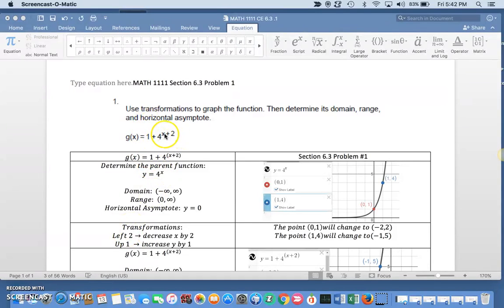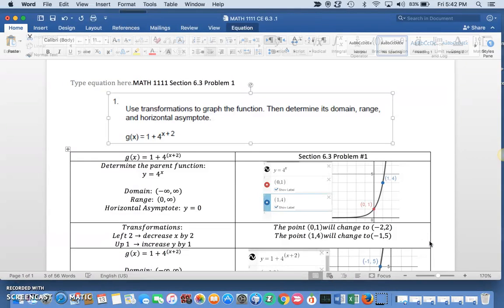So it moves left, x change, up, y change. So the point 0, 1, if you go left 2, becomes negative 2, and up 1 is positive 2. The point 1, 4 will change to negative 1, 5. Subtract 2, add 1.